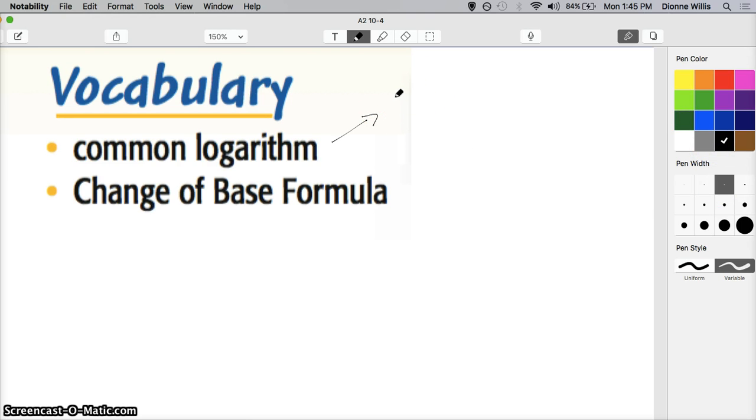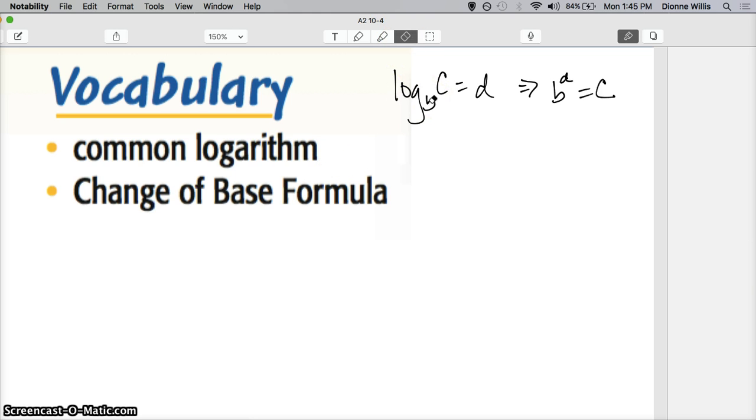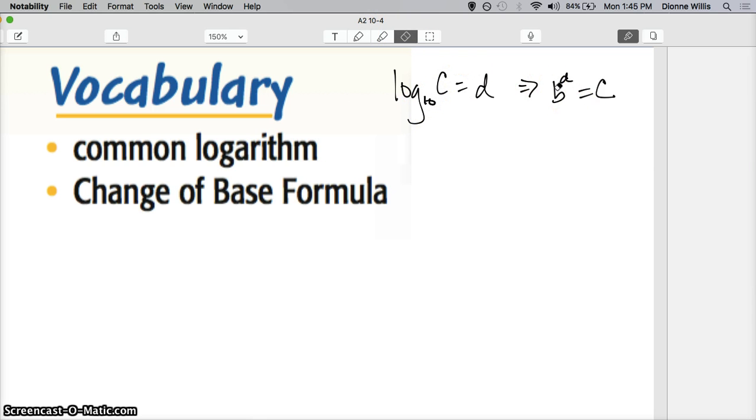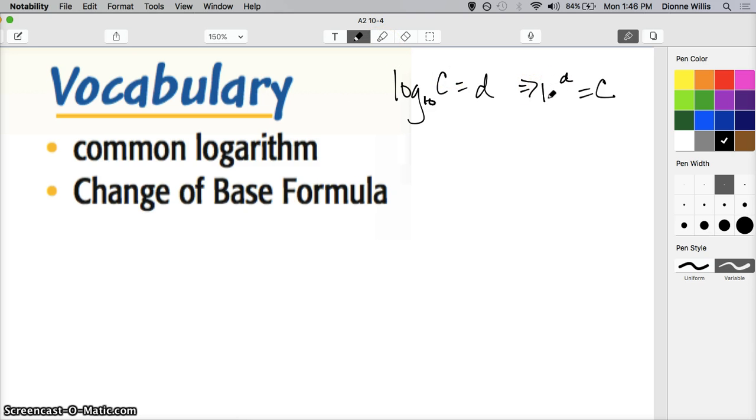Basically, we know that we've got log base b of some number c is equal to some answer d, such that b to the d power equals c. Well, the common log is the log when the base is 10. So in these types of problems, you're thinking about what 10 to what power will give you the value here. So the common logarithm is log base 10 of a number, but the way we write it is just as log, like that.